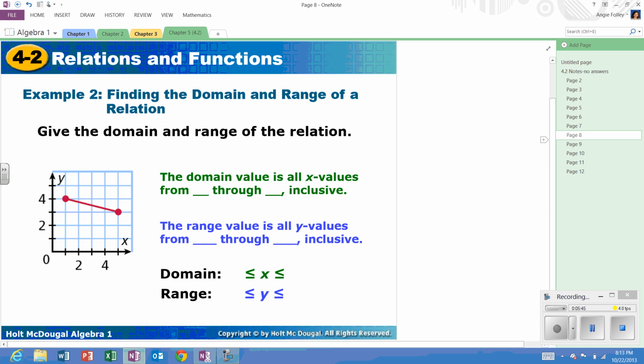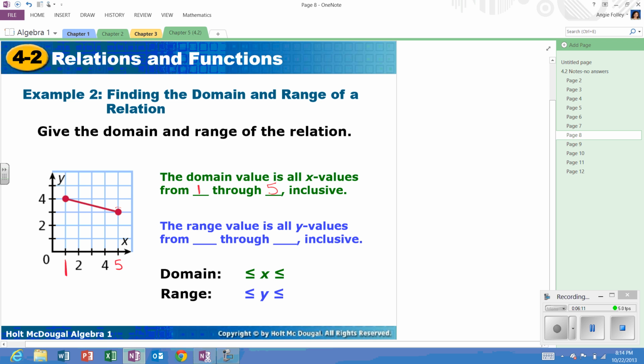So now we're going to look at giving the domain and range when we have a graph given. So for example, this graph here, it's the graph of a line, and we've got a point at 1, 4 and a point over here at 5, 3. So the domain is the values of all our x values. So if we look, our x values are going all the way from here at 1 all the way over to 5. So our domain is 1 through 5.